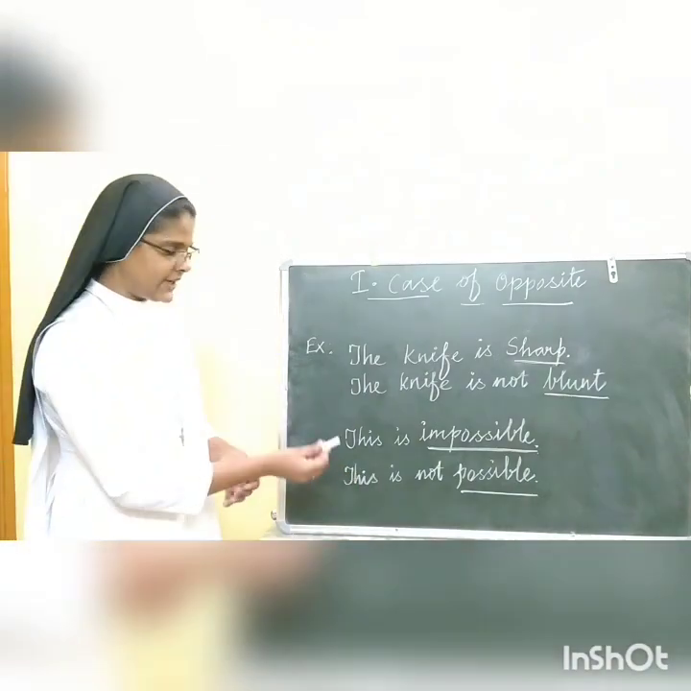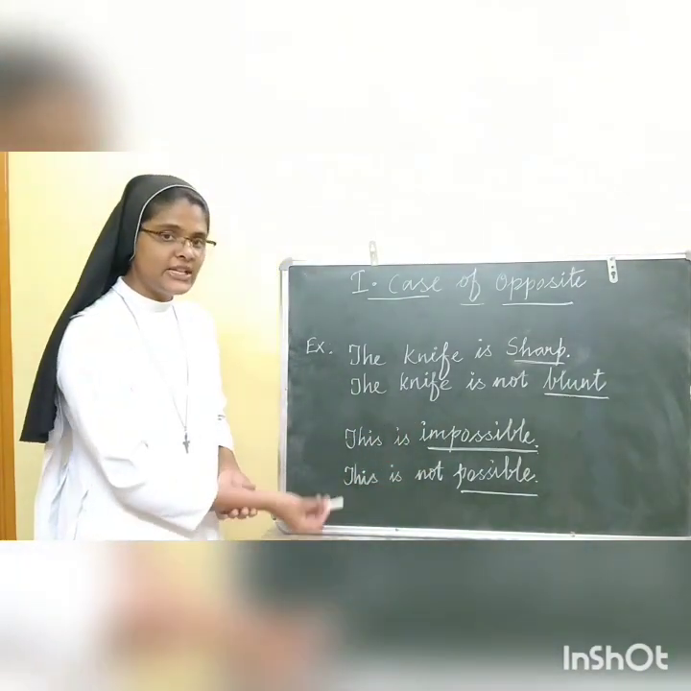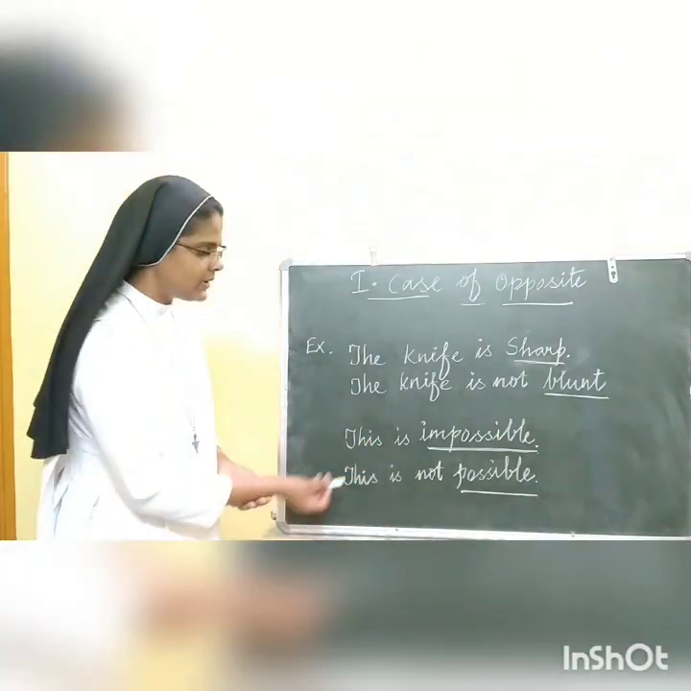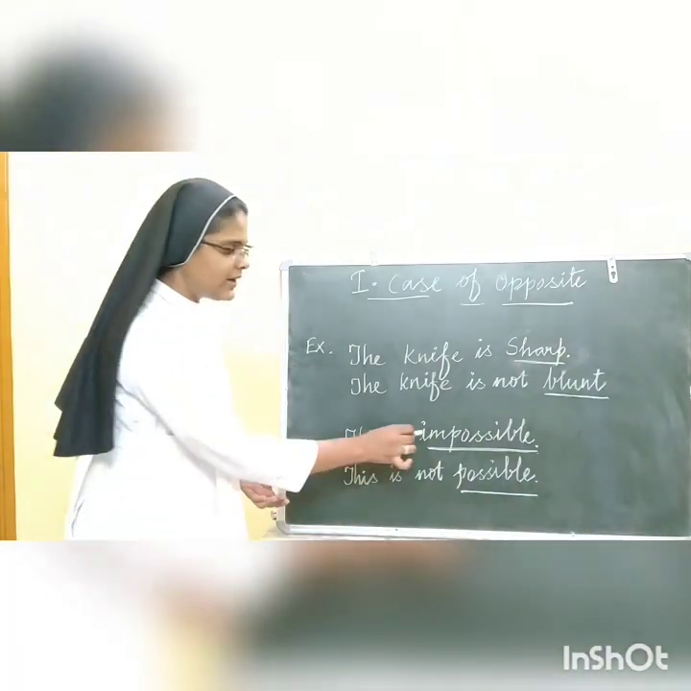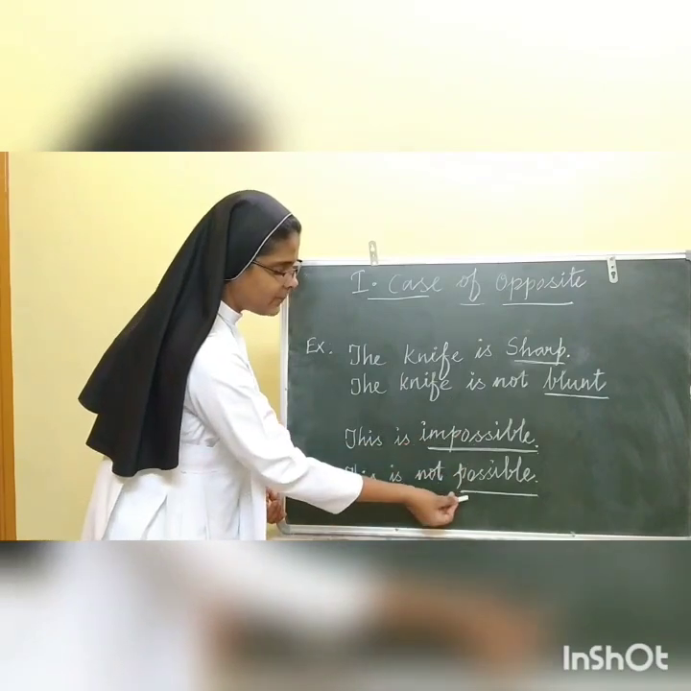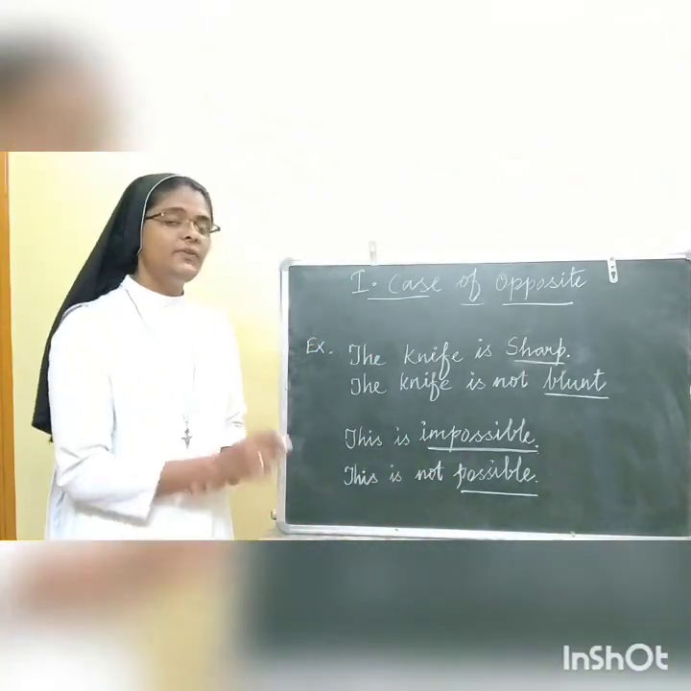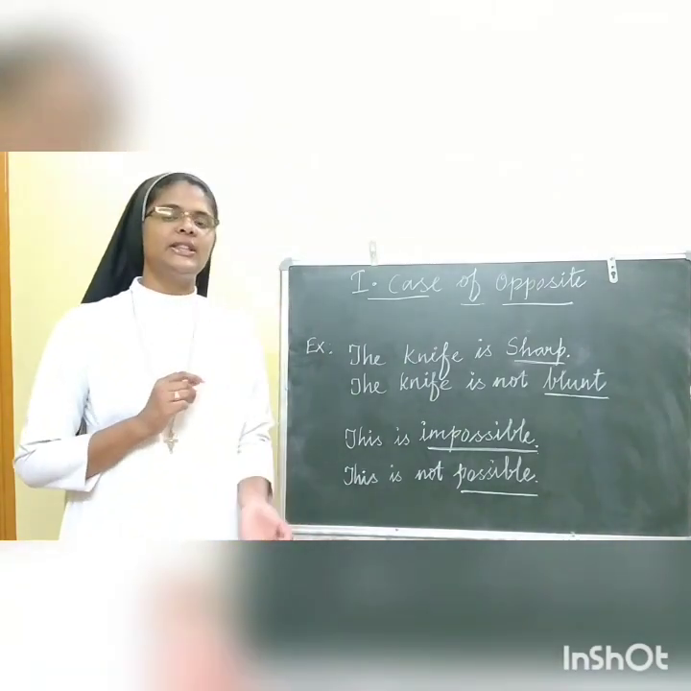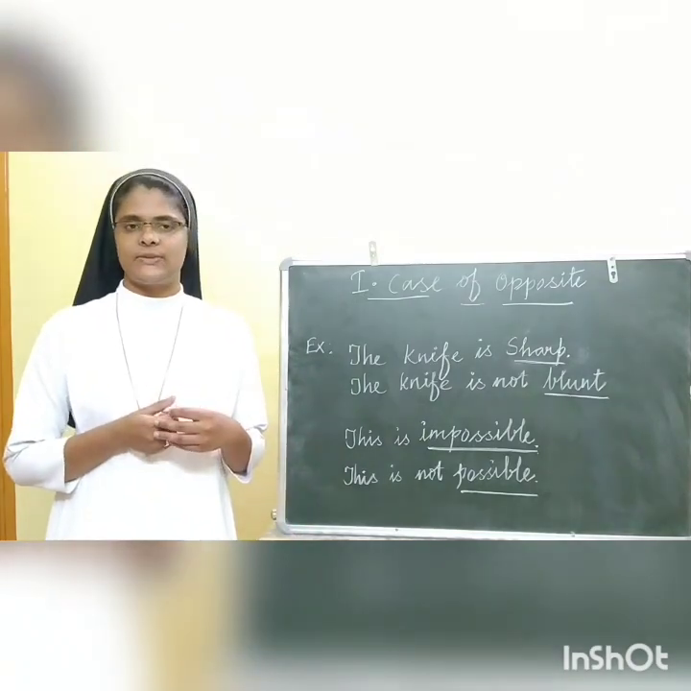Now see another example. This is impossible. Now let us change it into a negative sentence. This is not possible. Here the meaning of the sentence remains the same, but we used the opposite word. The opposite of impossible is possible. So in the first case we are not changing the meaning of the sentence, we are just using the opposite word to give a negative sentence.